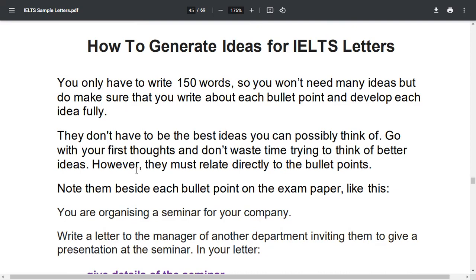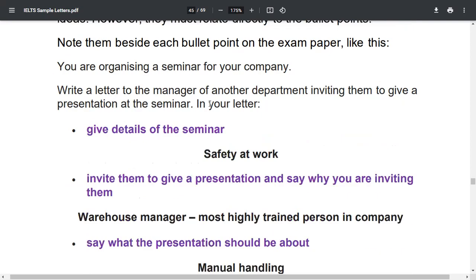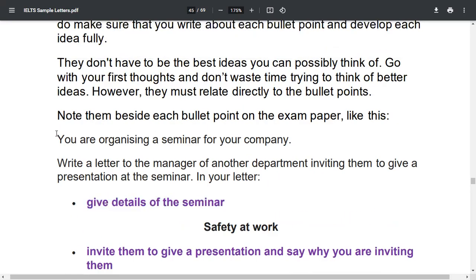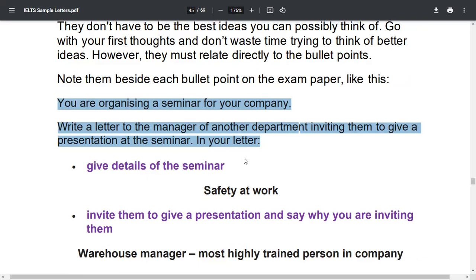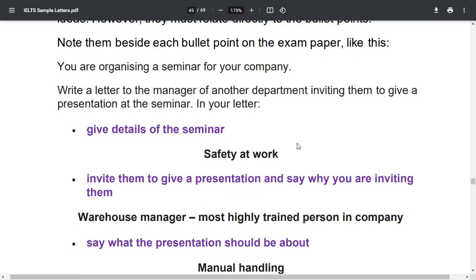Note them beside each bullet point on the exam paper like this. For example, the first question, let me just repeat the question again. It says, you are organizing a seminar for your company. Write a letter to the manager of another department, inviting them to give a presentation at the seminar. In your letter, give details of the seminar. For example, I'm going to mention something about safety at work. So that's what you have to do. You need to just try to take some notes next to every single question to be able to elaborate on this answer when you start writing the paragraphs.